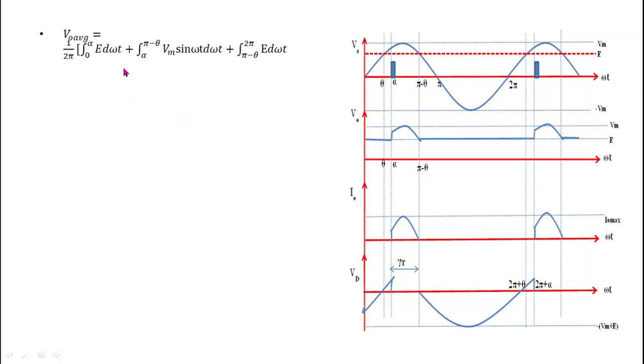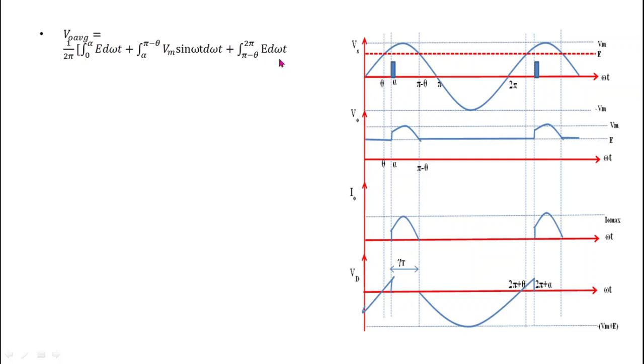V naught average is simply equal to 1 upon 2 pi, integration 0 to alpha E d omega t, plus integration alpha to pi minus theta Vm sin omega t d omega t, plus integration pi minus theta to 2 pi E d omega t. How do we get this? We know that from 0 to alpha the output voltage equation is E. From alpha to pi minus theta the output voltage is Vm sin omega t, and again from pi minus theta to 2 pi the waveform has the equation of EMF E. That's why we integrate the entire waveform in these three parts.